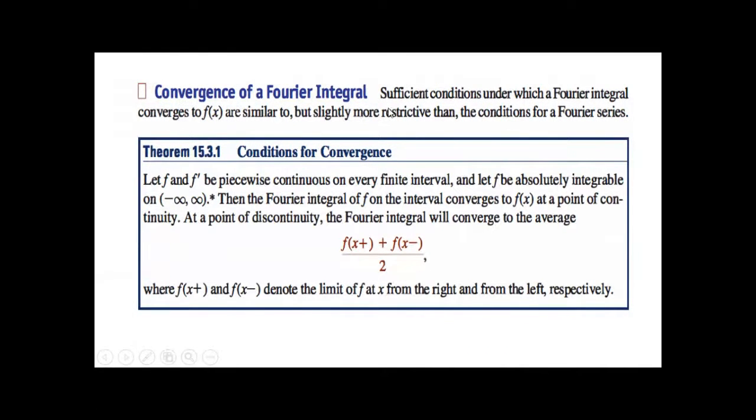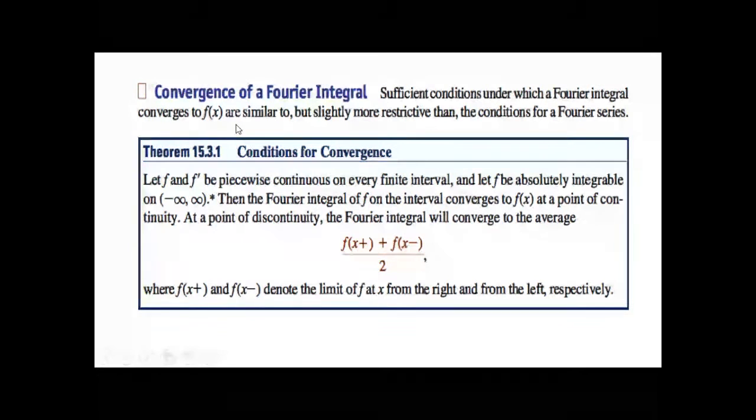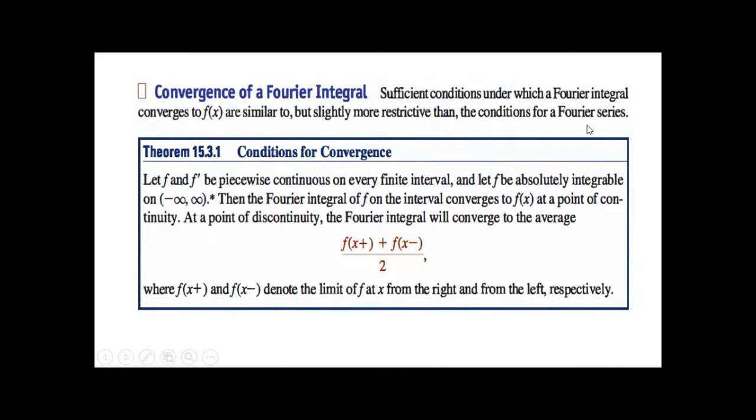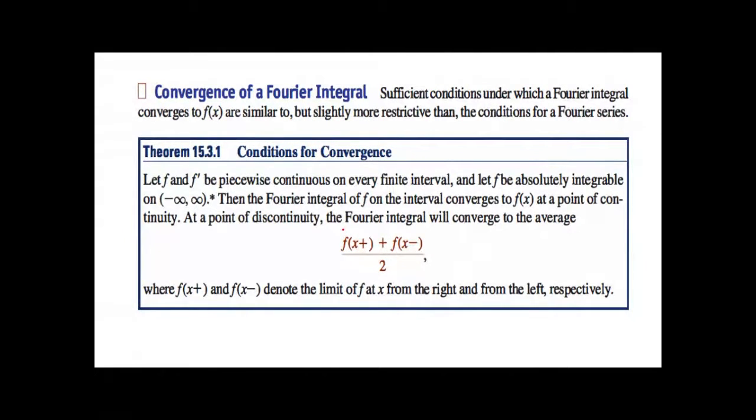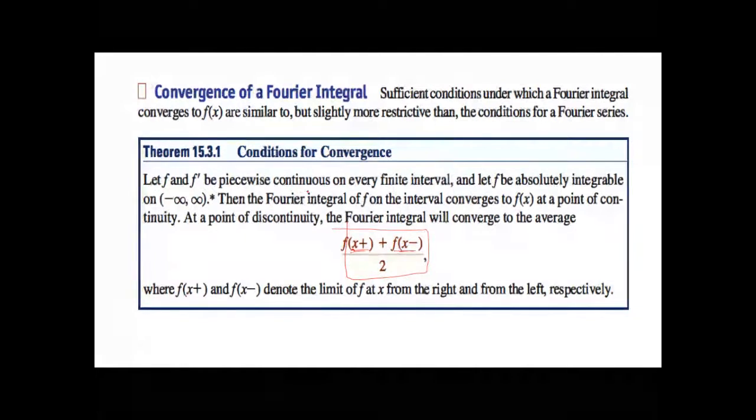Convergence of Fourier integral. Sufficient conditions under which a Fourier integral converges to f of x are similar to, but slightly more restricted than, the conditions for Fourier series. What is it here? In Fourier series we have seen, if the function is discontinuous at some point, how to find its convergence. If the function is discontinuous at x, take the right limit at x and the left limit at x, find the average, divide by 2, isn't it? And the conditions, when you read, there will be slightly some difference.